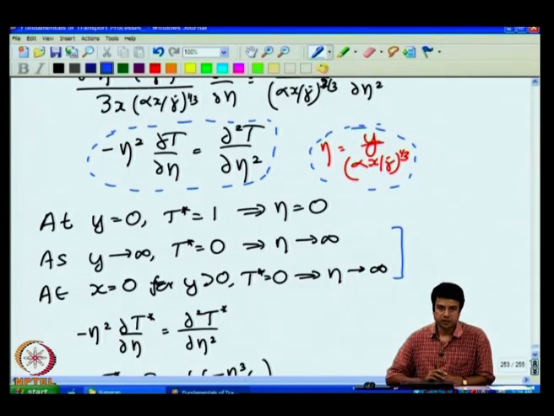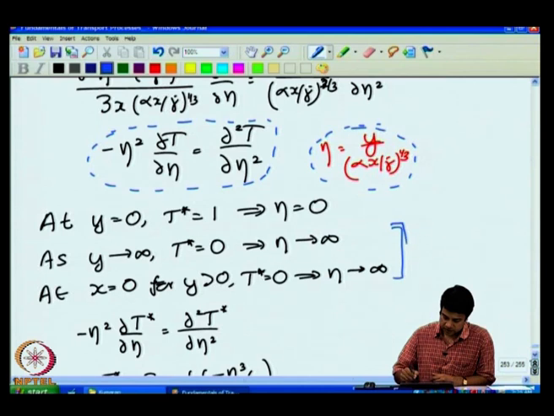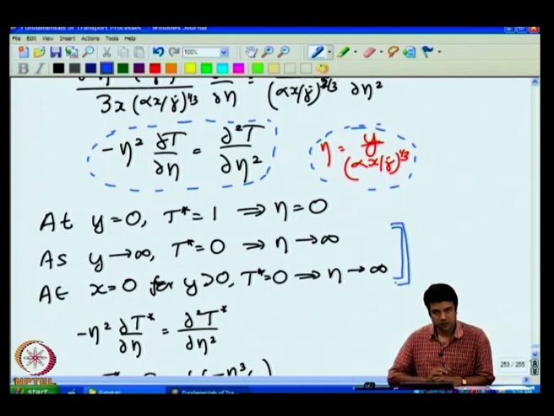Those boundary conditions emerge from the initial boundary conditions that we had for the x coordinate. At y is equal to 0, T star is equal to 1 implies that at eta equal to 0, T star is equal to 1. As y goes to infinity or as eta goes to infinity, T star is equal to 0. And at x is equal to 0 for all y greater than 0, T star is equal to 0. x is equal to 0, finite y implies that eta goes to infinity. As I showed you in the last lecture, these two boundary conditions, one in the y coordinate and the other in the x coordinate, reduce to the same condition when expressed in terms of eta.